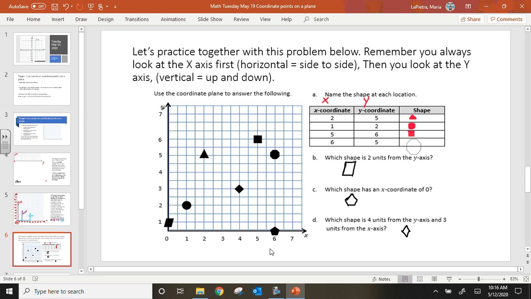If you notice, every single time I did this, I started at the 0, the origin, went to the right, which was on my X all the time, over and up. I went over for each X, and on the Y coordinate, I went up and down, which is vertical. Okay, let's go to B. Which shape is 2 units from the Y axis?